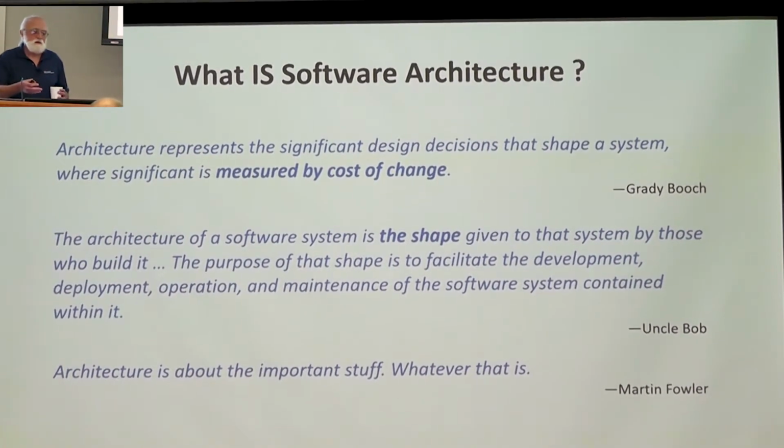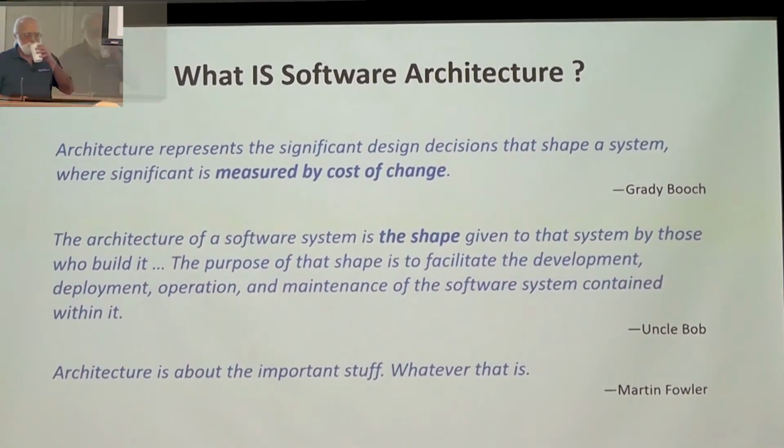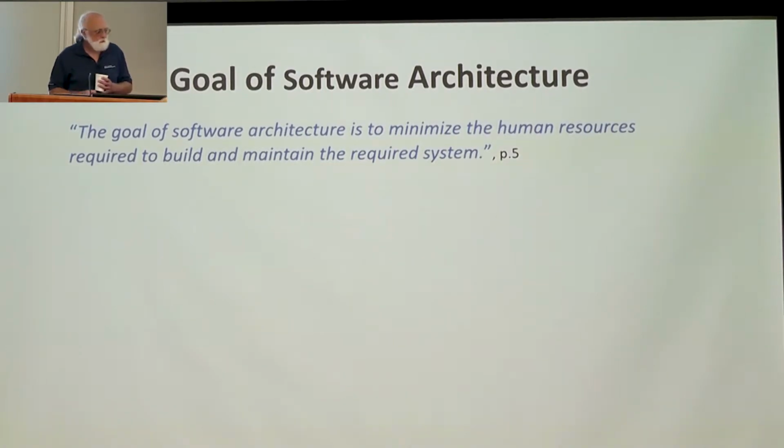So we all know what architecture is, but it's very hard to word it properly. So on the prior slide, we can say that the goal of software architecture is to minimize the human resources required to build and maintain the required system. That's the goal. And since the maintenance phase is the longest phase in the life cycle of the product, pay attention to architecture.